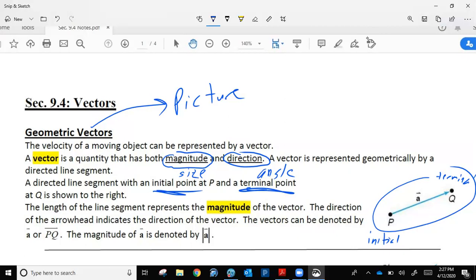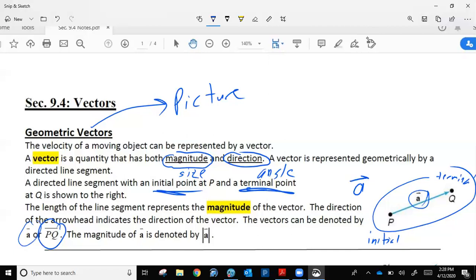To label this vector, a few things could happen. Sometimes they use PQ. We start at P, we stop at Q, in that order. Sometimes they'll give a lowercase letter, vector A here, to represent that, vector A. Those are two ways. That symbol might be kind of hard to see. That's an A with that type of symbol above it. Whoops, and that didn't work out very well.